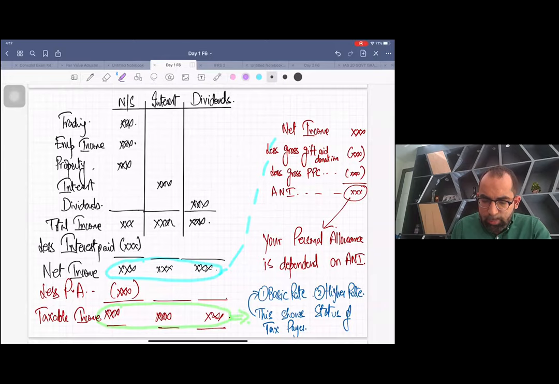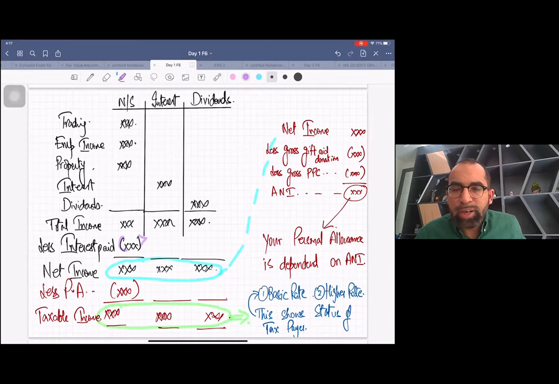From total income, you will subtract interest paid. What is this interest paid? This interest paid means qualifying interest paid. Qualifying interest paid means if you have taken a loan for certain qualifying purposes, then this will be deducted from here. Okay. Now, as you deduct interest paid from here, you will get net income.